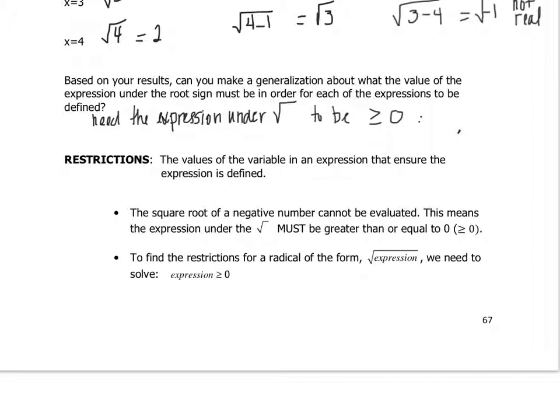And to find restrictions for a radical of the form square root of an expression, we need to solve the expression greater than or equal to 0. So basically, if we're looking for the restrictions, we just take what's underneath the root sign and solve it greater than or equal to 0.